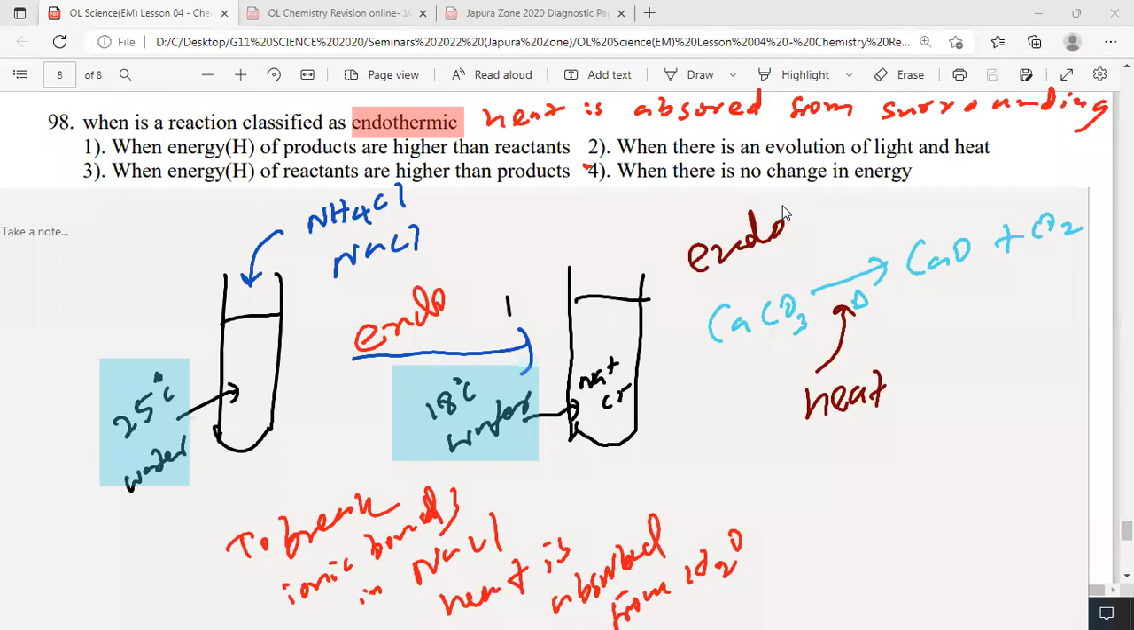Remember, students, in grade 10 you learn only 4 types of reactions: single displacement, double displacement, combination, decomposition. But in grade 11, you have 3 different types of reactions other than those 4: exothermic, endothermic, and neutralization reaction. Therefore, in an endothermic reaction, heat is absorbed.